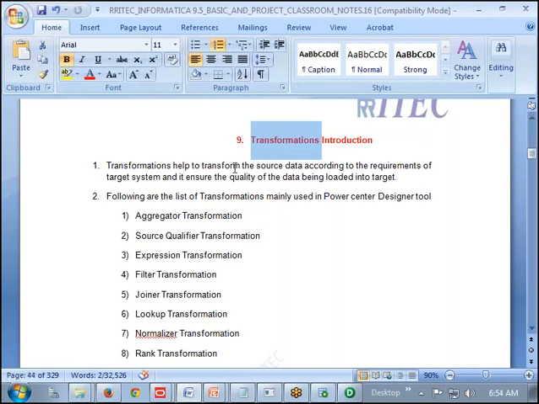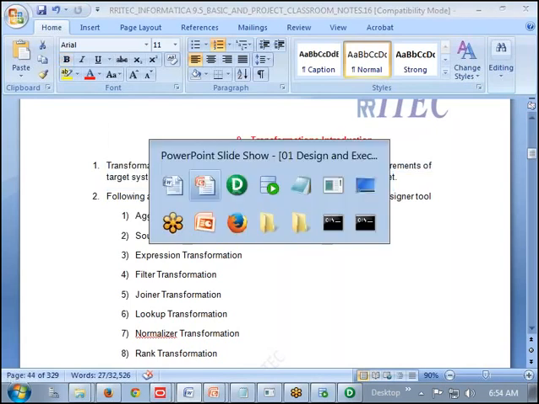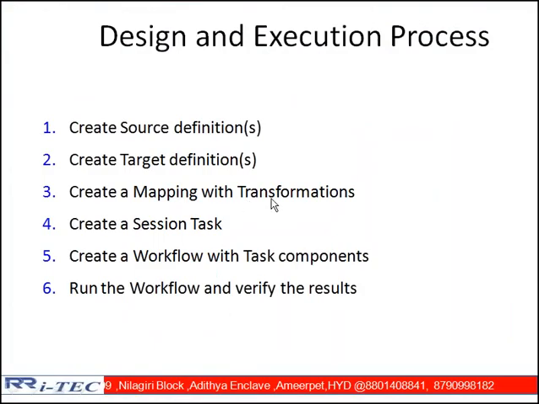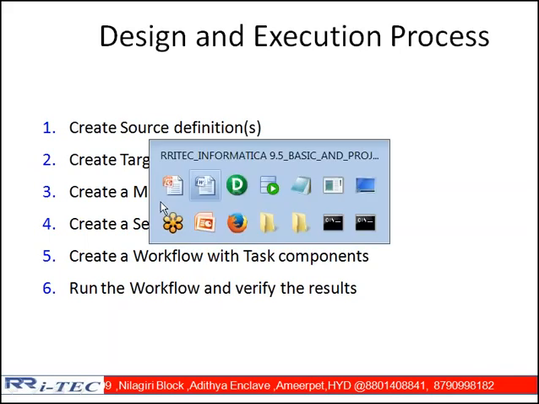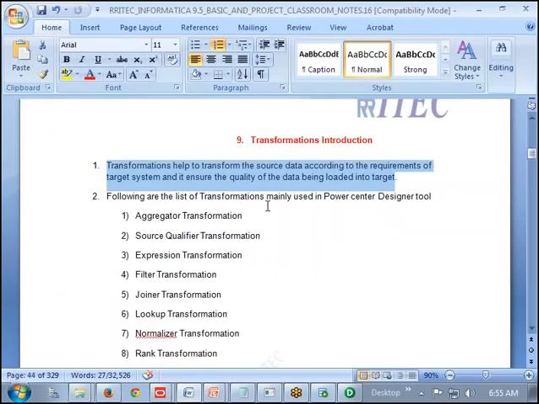Transformation helps to transform the source data according to the requirements of the target system, and it ensures the quality of the data being loaded into the target. So we are trying to understand the word transformation. If I understand transformation, then only I can create the mapping. Mapping is a combination of source, target plus transformation. These three things together are called a mapping. That's what we are trying to understand: transformation.